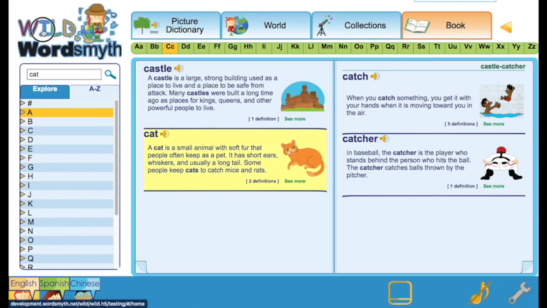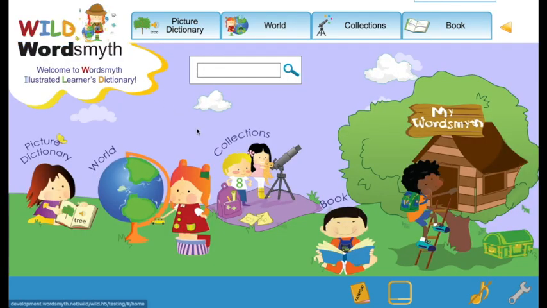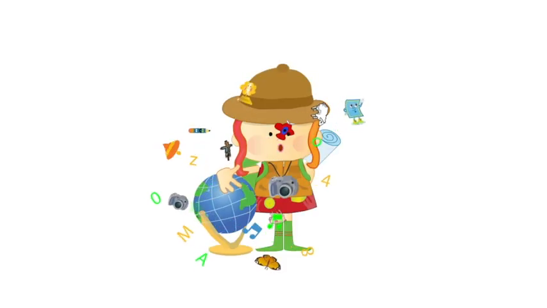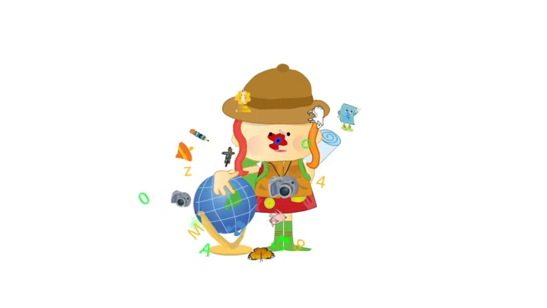Wild is a one-stop destination for learning about words in the world. Go wild in your classroom today. Read, play, and explore.